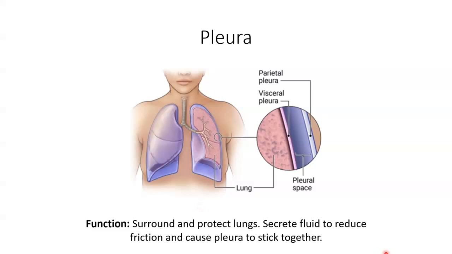So the function of our pleura is to surround and protect our lungs. It secretes a fluid which reduces the friction between those two layers when we breathe in and we breathe out. And it also helps stick those two pleura together. So it sticks basically the lungs to our ribs.